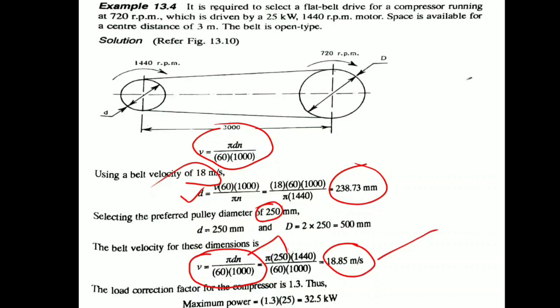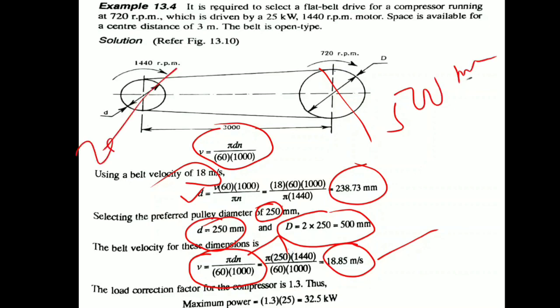Now we have decided the smaller diameter is 250. Of course the bigger one, we need to assume 2 times the smaller, so this is 500. So this is 500 mm and this is 250 mm, correct? These are the dimensions with respect to the velocity we have calculated. That will be our first step.